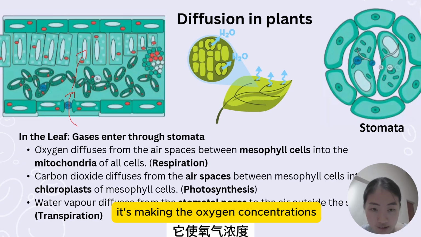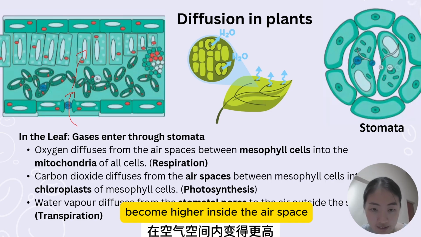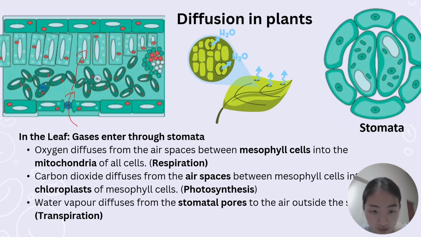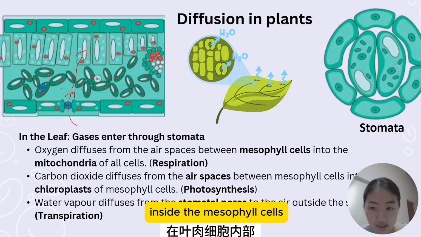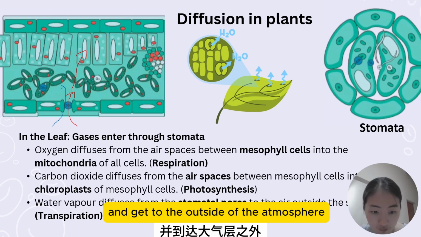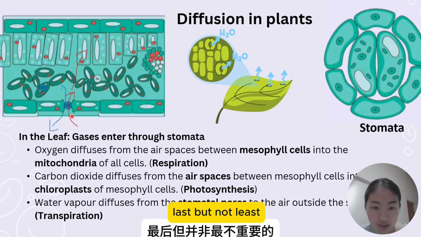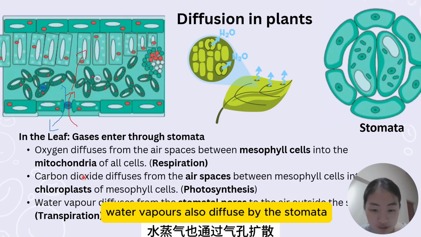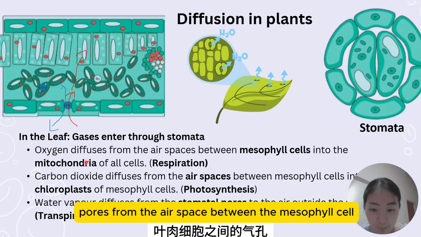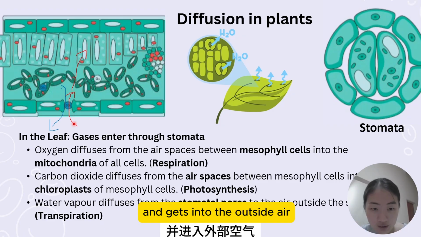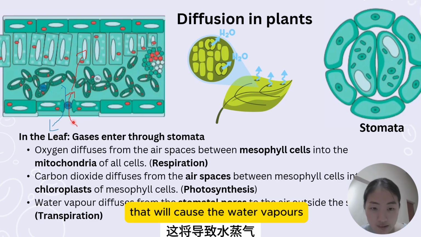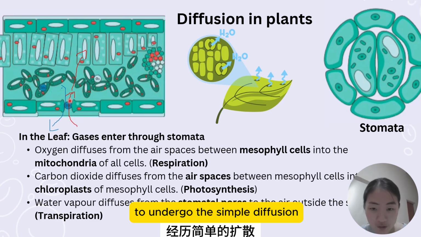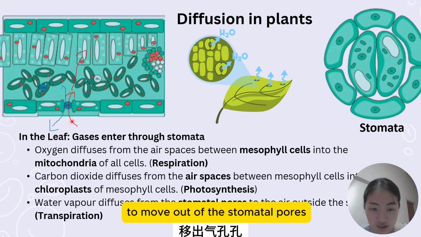This makes the oxygen concentration become higher inside the airspace between the mesophyll cells than outside. So the oxygen will diffuse from the airspace inside the mesophyll cell and get to the outside atmosphere. Last but not least, water vapor also diffuses by the stomata pores from the airspace between the mesophyll cells and gets into the outside air. So this is due to the concentration gradient that causes the water vapor to undergo simple diffusion to move out of the stomata pores.